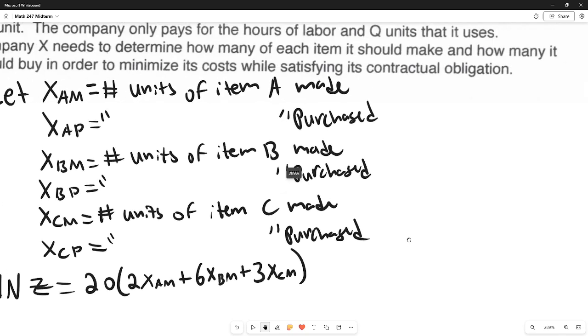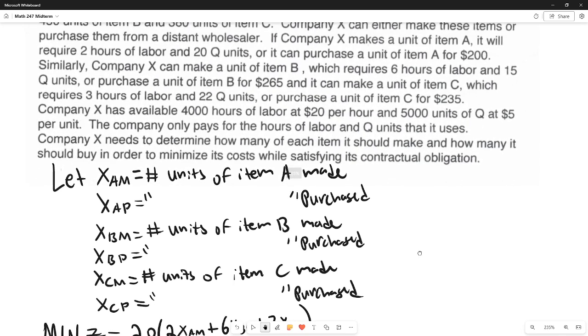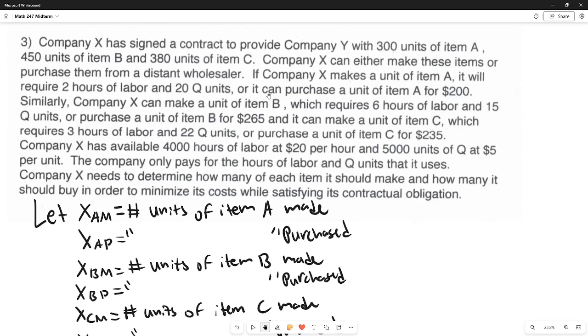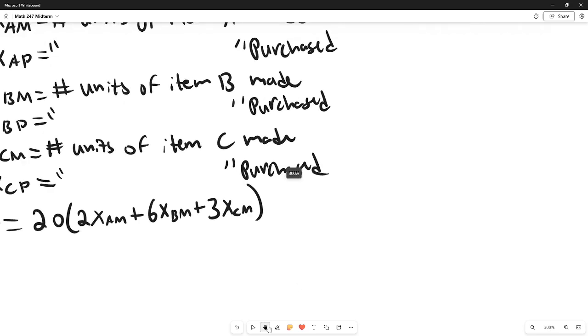Okay. And that takes care of our hours, right? Because purchasing it doesn't use any hours, because we don't know if we're going to pick it up or ship it. Most likely we're shipping it, so it's not using any hours. And so now we have to do the units of Q. Each use $5 per unit, so that's going to be plus 5.